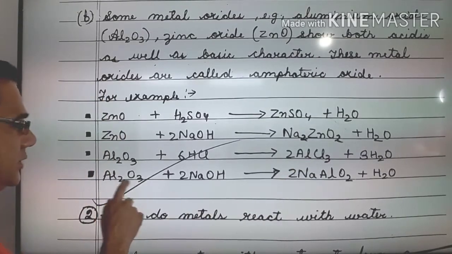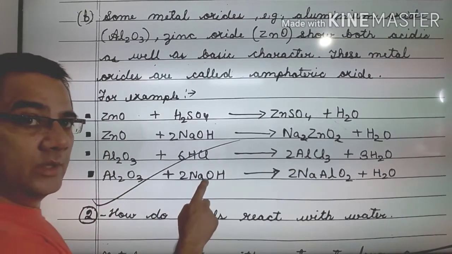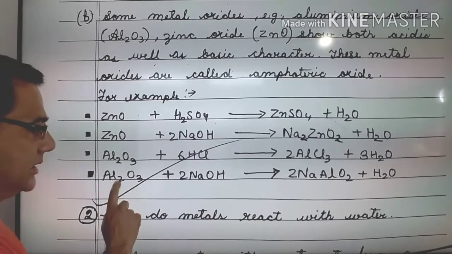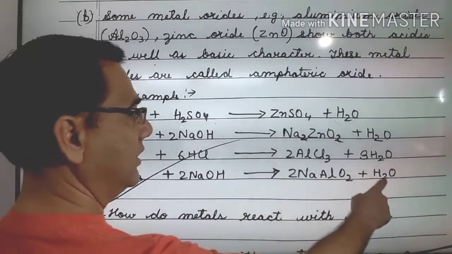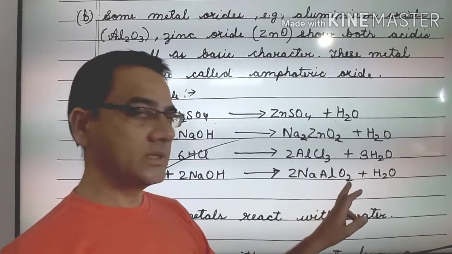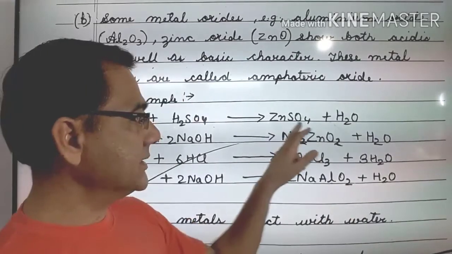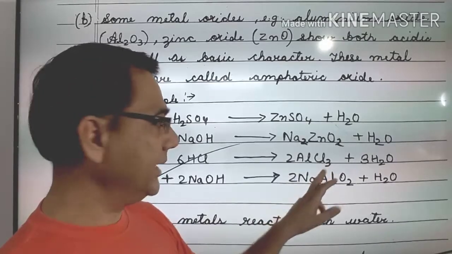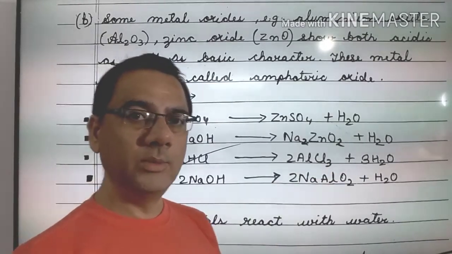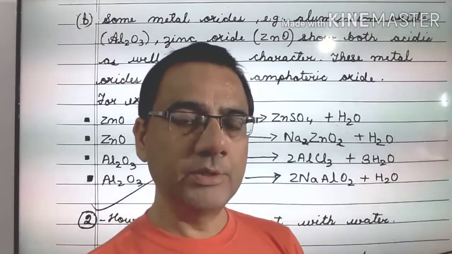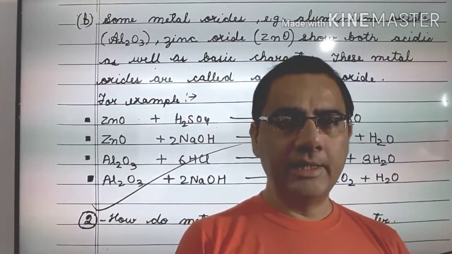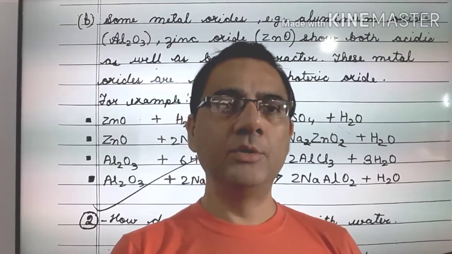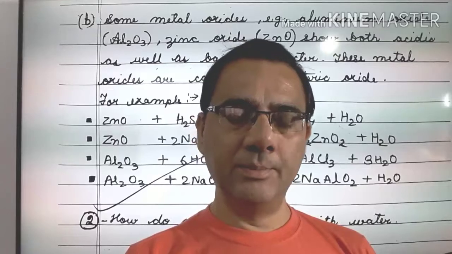Next equation, Al2O3, aluminum oxide, plus 2NaOH. NaOH is the base and is reacting with the Al2O3. Here it is behaving like acid. Acid plus base give rise to salt and water. And this salt NaAlO2 is called sodium aluminate. Zinc sulfate, Na2ZnO2 sodium zincate, AlCl3 aluminum chloride, and NaAlO2 called sodium aluminate. So what have you understood in this? Two metal oxides, aluminum oxide as well as zinc oxide, are amphoteric in nature. It means they are able to show acidic behavior as well as basic behavior.